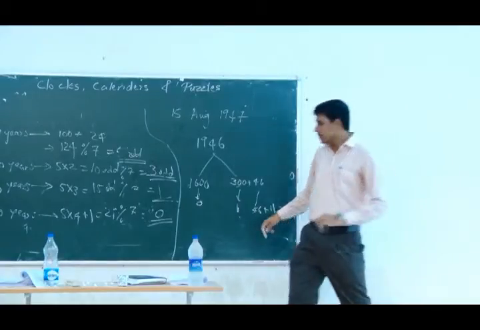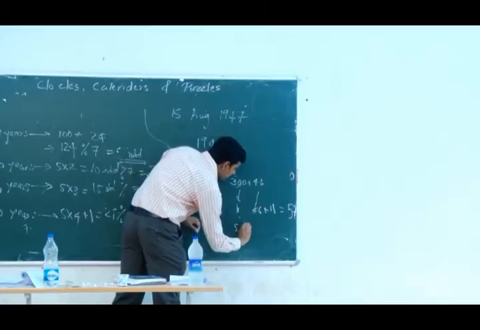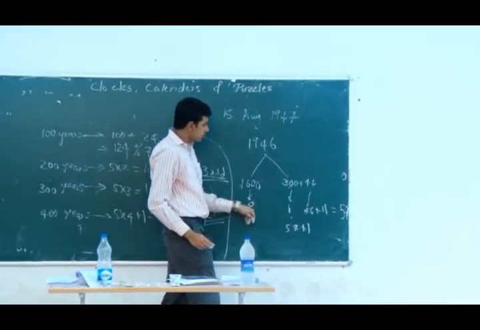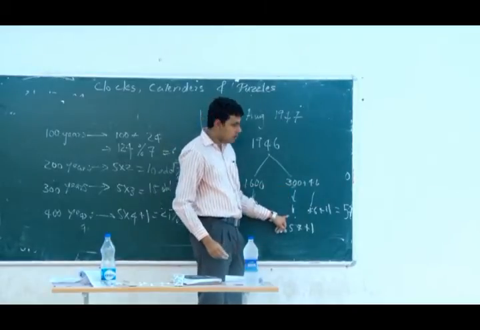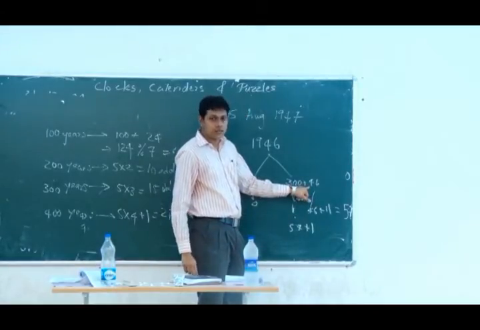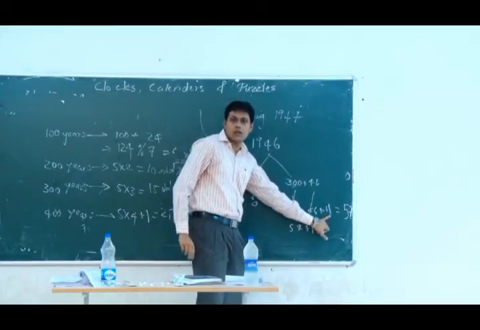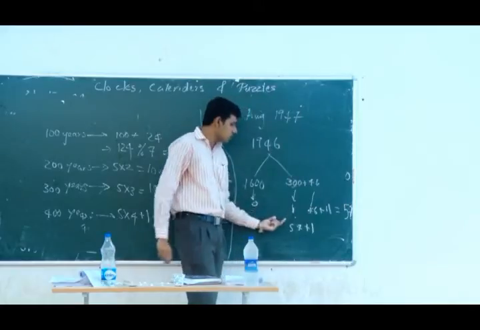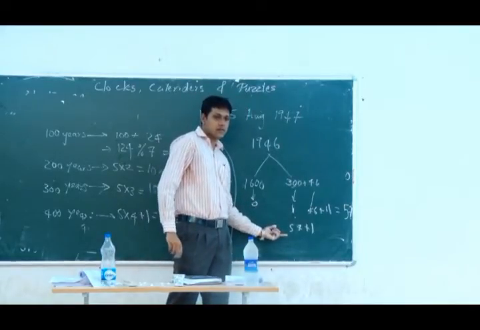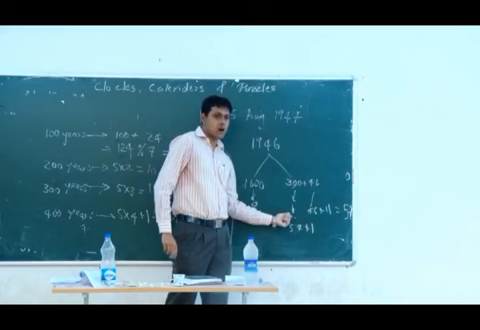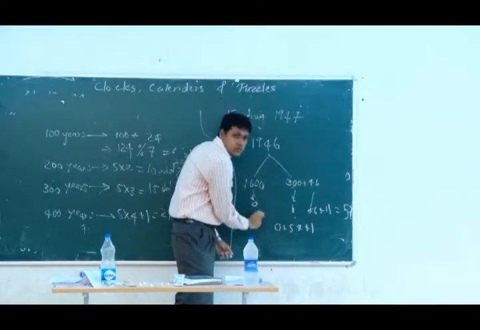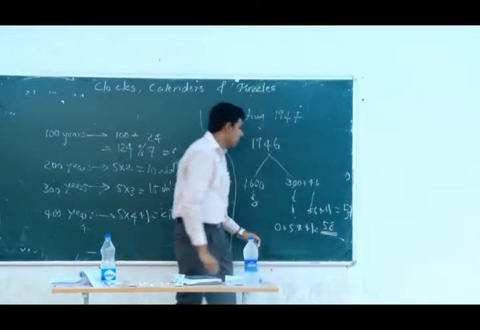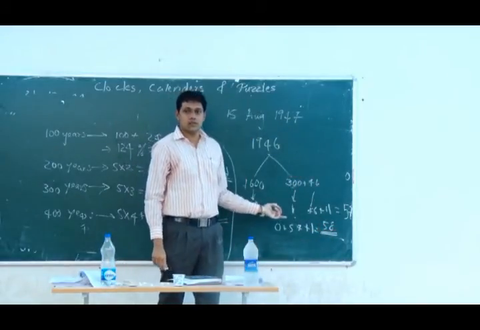So the total number of odd days is 57 plus 1. Because of 1600 we have 0 odd days. Because of 300 years we have 1 odd day. Because of 46 years we have 46 plus 11, that is 57. So the total is 57 plus 1 plus 0. So the answer is 58.